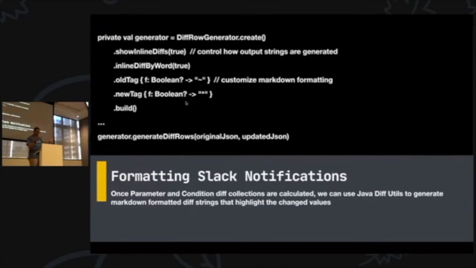To use the diff utils, we set up a diff row generator. The thing that's particularly interesting here is this old tag and new tag. You can use this to define any type of syntax highlighting or anything you want. So in our case, we will highlight the old stuff with a strike through, and we'll make the new changes bold, which again helps us visually parse that information. And then ultimately, we can pass two strings. In this case, we take a JSON of the old value and a JSON of the new value, and this will generate an output string that helps us differentiate what those changes look like.